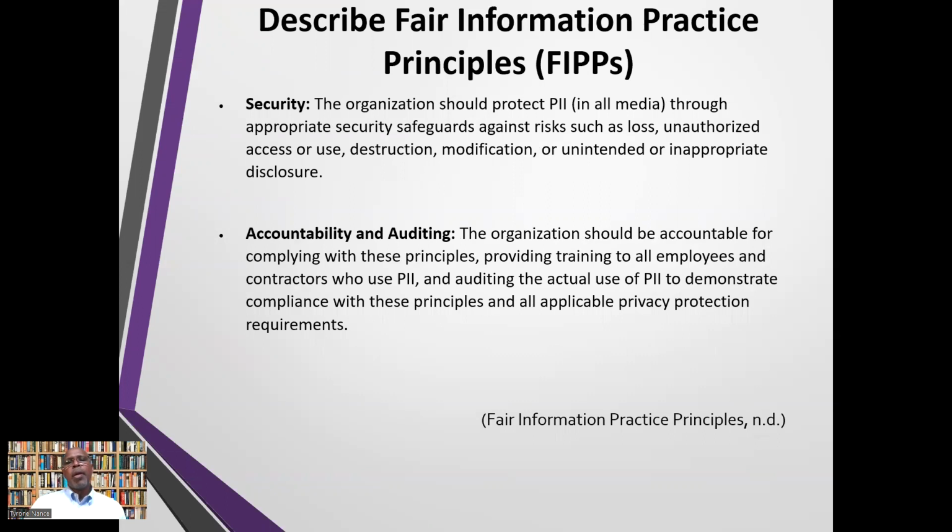Security: the organization needs to take precautions to secure the information and protect it against loss, unauthorized access, or inappropriate disclosure. Then accountability and auditing: they need to train their organization to make sure that they are aware of these principles, and they need to have a mechanism in place so they can be audited to demonstrate that they are in compliance with the principles.